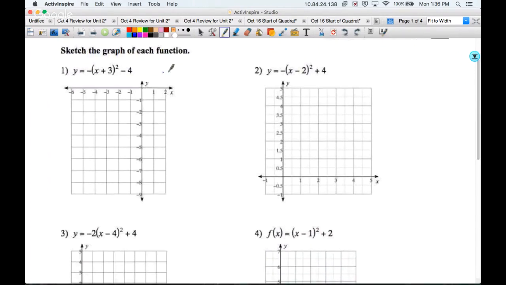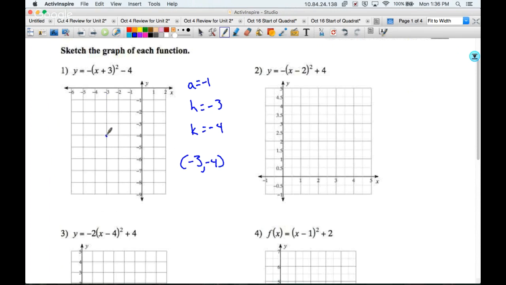When I go to sketch one of these functions, I want to know what the a, h, and k values are. Here the a value is -1, h value is -3, and the k value is -4. They all come straight out of the equation. The only trick is remembering to always flip your h value. From this, I know the vertex is (-3, -4).